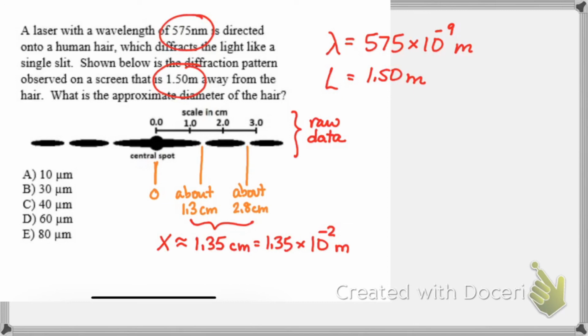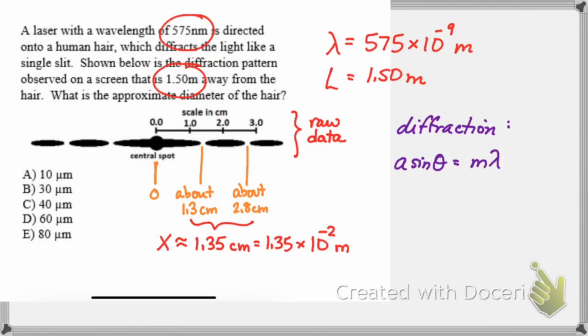Now the formulas for diffraction. Basically this is the most important one: a sine theta equals m lambda. A is the diameter of the wire or hair in this case. So A is what I'm looking for. Sine theta was based on the geometry of the setup with the laser and the hair and the wall.